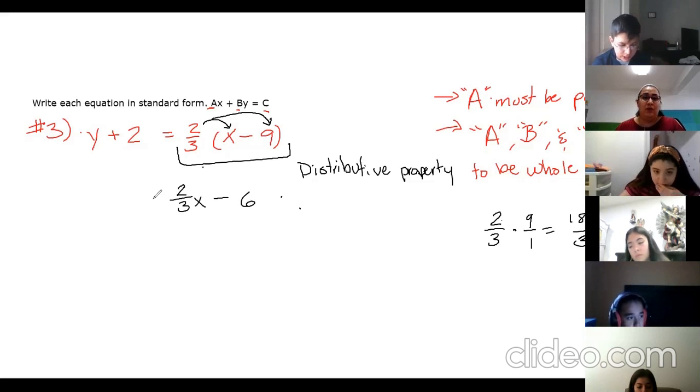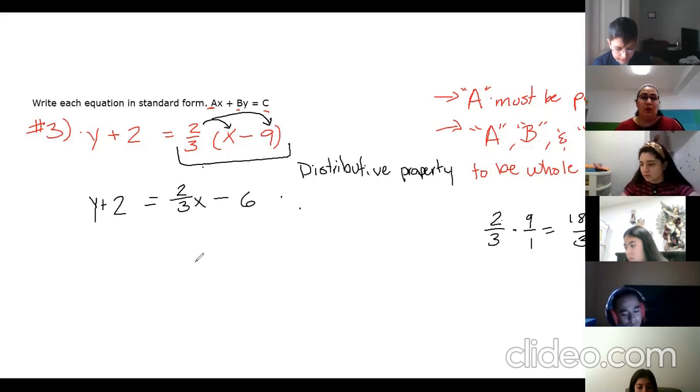So here, we just used the distributive property to get rid of our parentheses. Now, what else do we have to do? I think subtract the 2 on both sides to leave the y alone. Okay, we can do that.